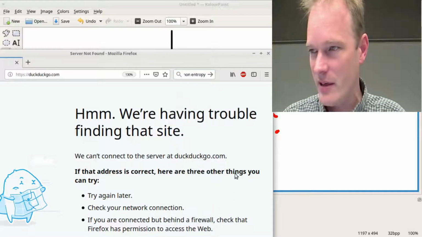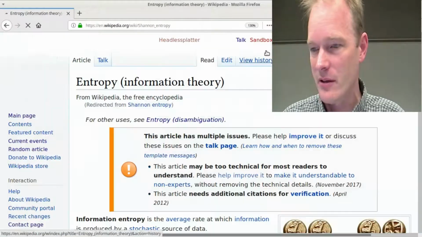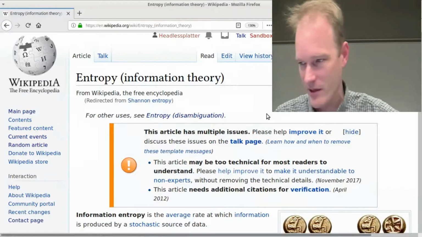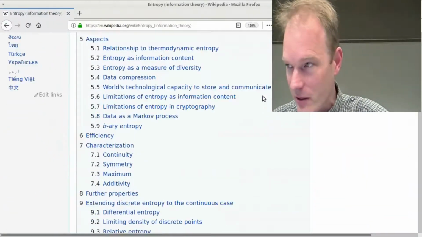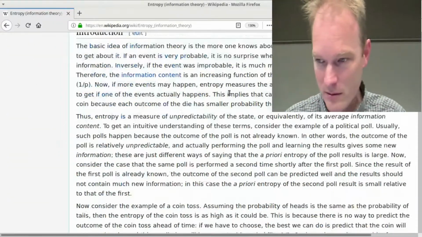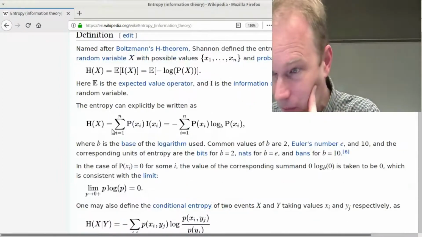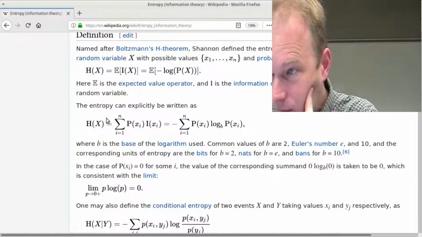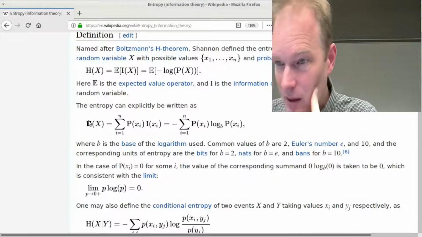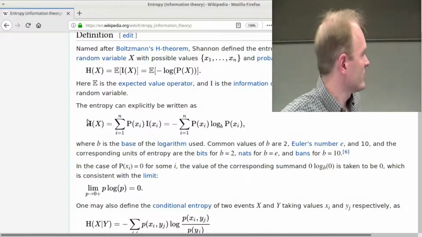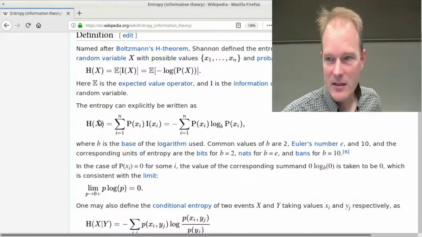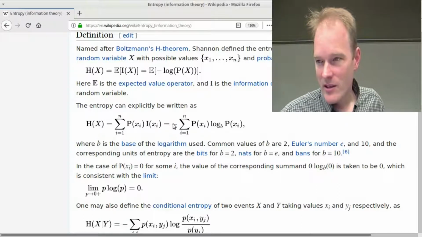Anybody heard of Shannon's information theory? Yep. Shannon's kind of the father of information theory, and he came up with this thing called entropy. Okay, where is it? There we go. Basically, H is the symbol we usually use for entropy. X is the data. Here's the equation.